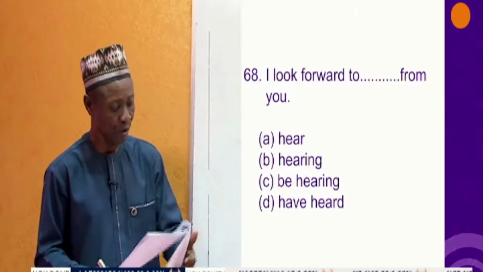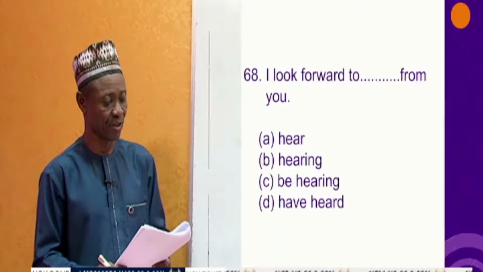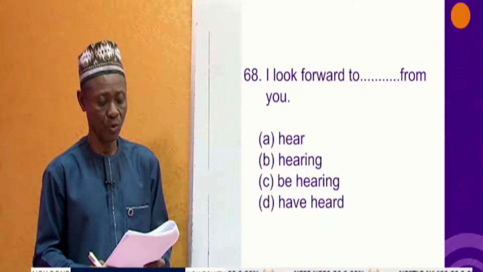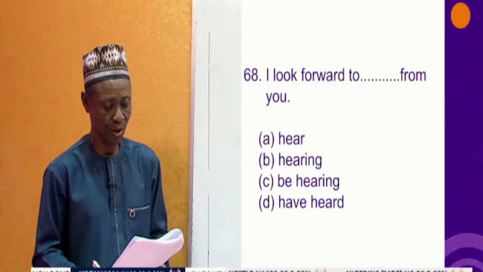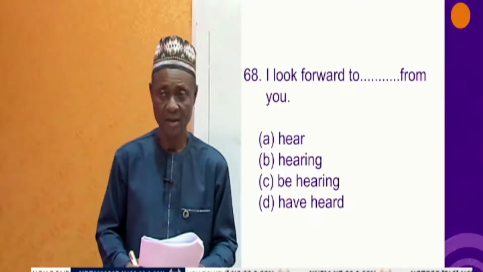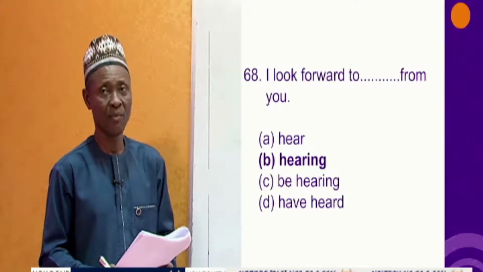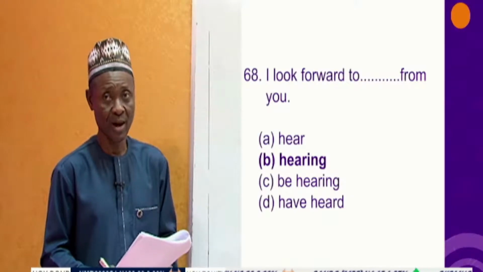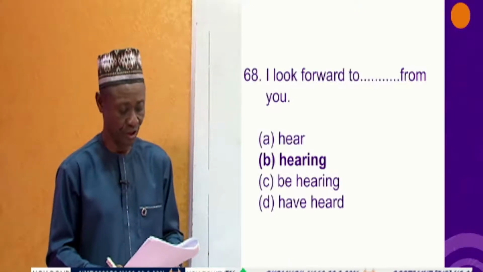We move to question number 68, and question number 68 is derived from the topic the gerund. I look forward to dash from you. I have the following options. A, hear, B, hearing, C, be hearing, D, have. The appropriate answer is hearing. Whenever you come across the expression, I look forward to, the word that will come there is a noun called verbal noun or a gerund.